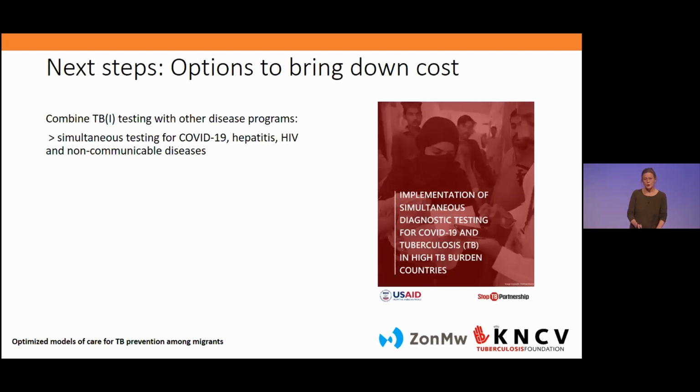There are options to bring down the costs. The first option is to combine TB infection testing, as Mario also suggested, with other disease programs. For instance, for COVID-19 testing or hepatitis, HIV testing, or even testing for non-communicable diseases. And this was recently also recommended, for instance, by the Stop TB Partnership.